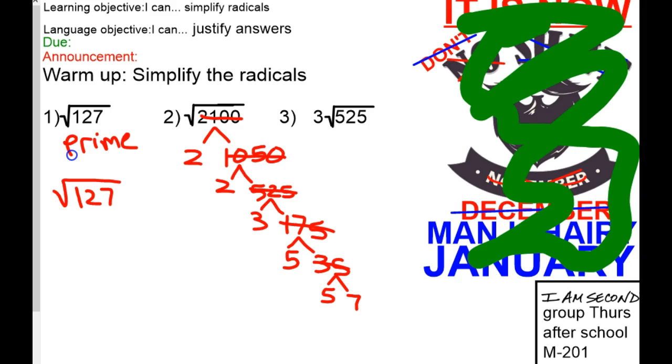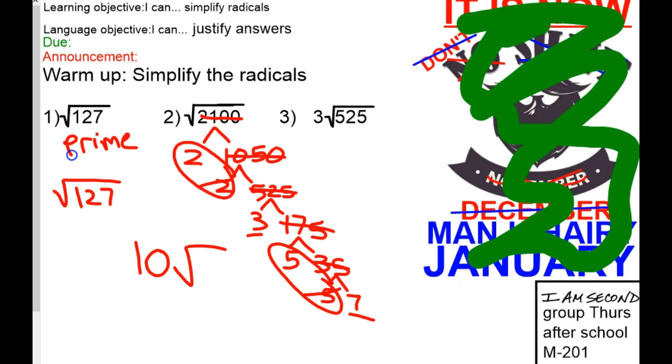Now we're going to do what? Circle our pairs. What do we got pairs of? Pair of 2, pair of shoes. All right, pair of 5s. Of course, tragedy strikes. Now, when I have my radical, what goes outside? The circled stuff, the pairs, right? So 2 and 5 are going to multiply. 2 times 5 is 10. And then 3 times 7, those loners are also going to multiply. So 3 times 7 is 21.